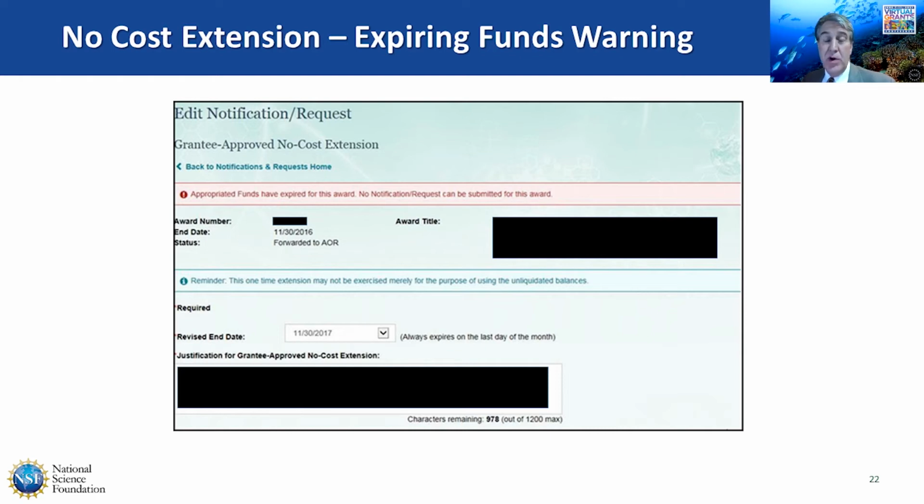If I went to an award that had a canceling appropriation, the appropriation cancels at the end of the fiscal year, which would be September 30th of whatever fiscal year it is. If I tried to input a no-cost extension with an end date of, we'll say, October 31st of that fiscal year, I would get this error message basically telling me you're exceeding the canceling appropriation. You need to basically take this back. You can go through September 30th.